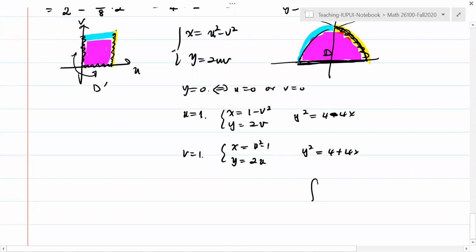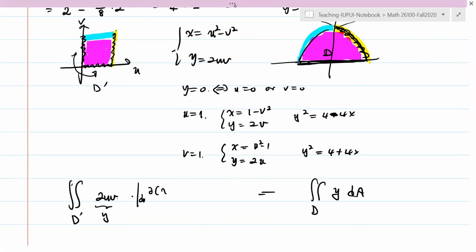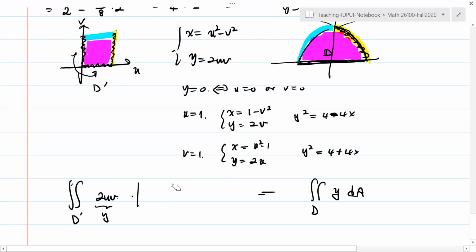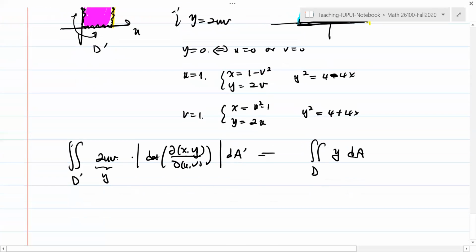Then the double integral of the function over that domain is going to be the double integral over the square, and the y is going to be just 2uv, right? That's the y, and then you have to find out the determinant of the derivative, right? So the two-dimensional derivative. So determinant of the derivative of xy with respect to uv, dA prime.